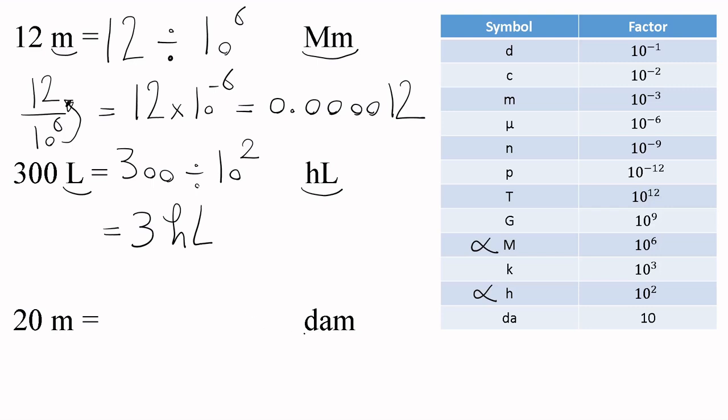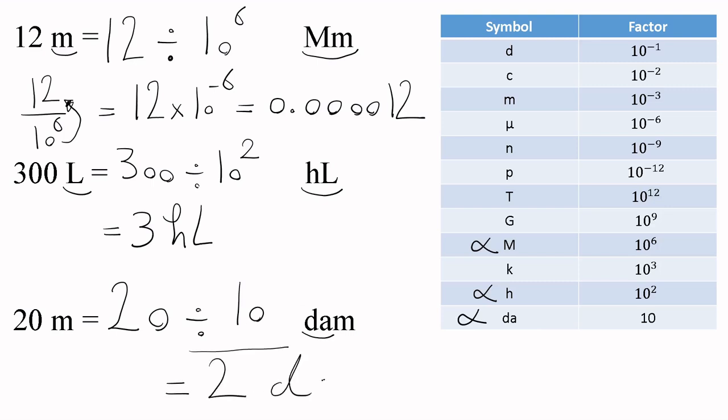And next example, we have 20 meter and we want to convert it to deca. Here we have deca because this is dA. So we must use this factor. Okay, we have base unit and we want to convert it to a prefix unit. We must divide. So 20 divided by, what was the factor of deca? It was 10. 20 divided by 10 is going to be 2 decameter.